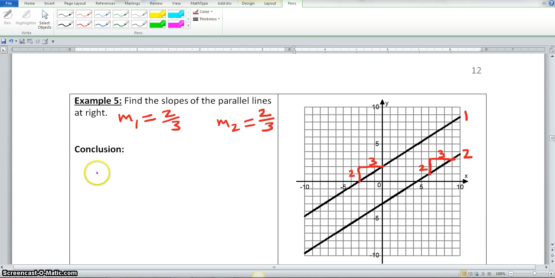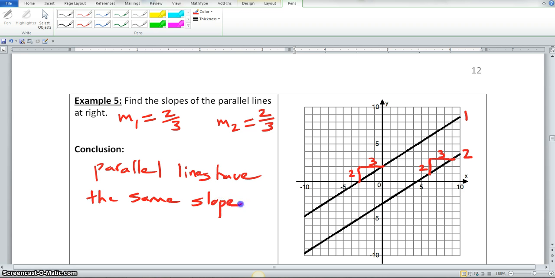So what we could write here is that parallel lines have the same slope. So remember, whenever you're dealing with parallel lines, they have the same slope.